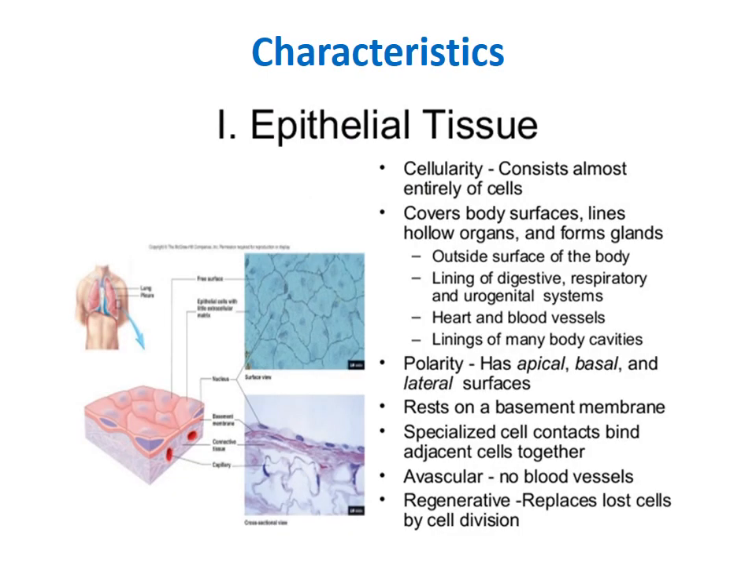So there are certain characteristics of the epithelial tissue. It consists entirely of the cells, which may be made up of the single layer of the cells or the multiple layers of the cells, but it consists of the cells only. So it covers the body surfaces and lines the hollow organs also, and also forms the glands. So outside the surface of the body, lining of the GIT tract, respiratory and the genital systems, the heart and the blood vessels, and also the many body cavities.